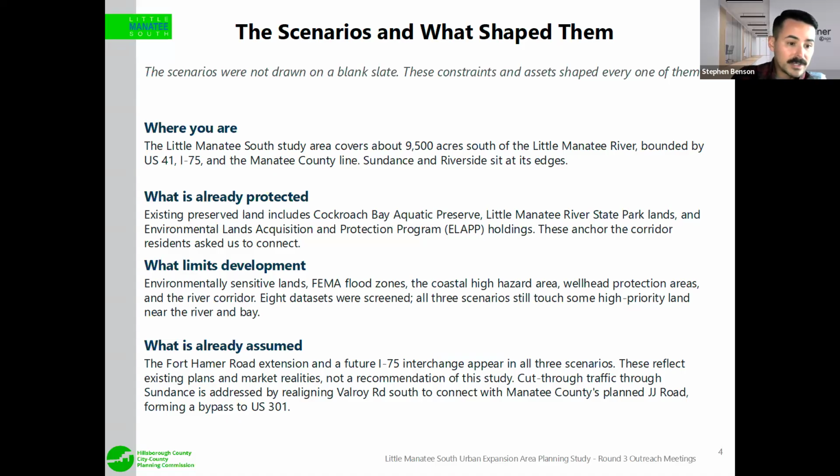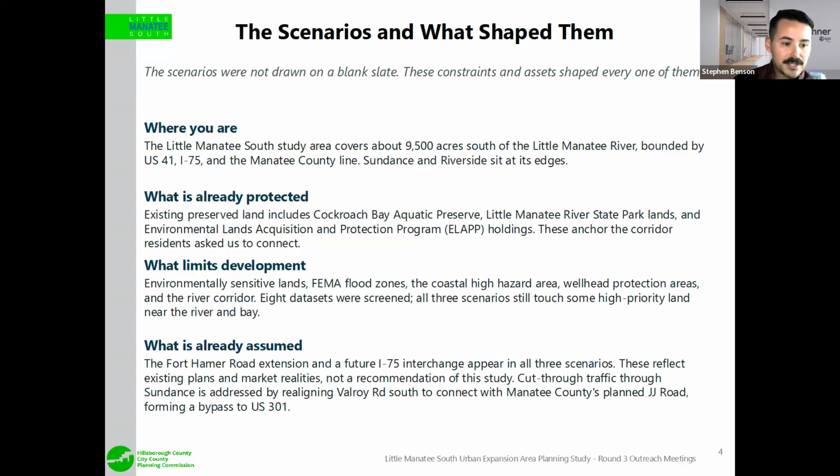These anchor the corridor and they really reinforce the concept that rose during round two, which is the idea of restoring and creating a wildlife and floodplain corridor throughout the Little Manatee area. Sections of it exist, but it's not continuous. And so we'll talk about how each of the scenarios attempt to do that and to what degree.